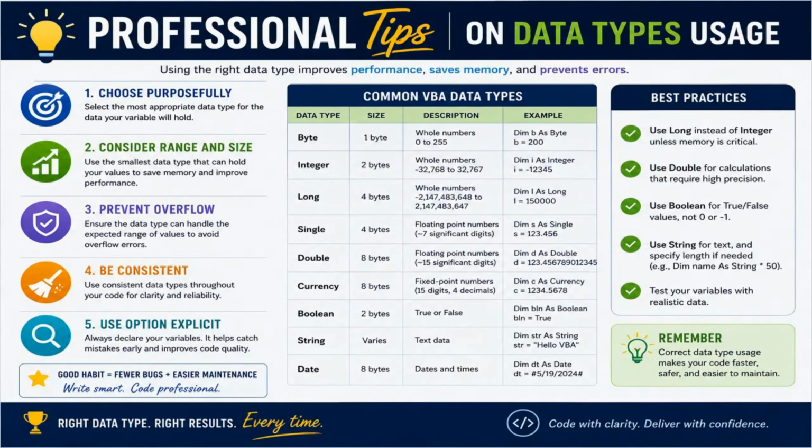One of the habits of professional developers is being intentional. Don't simply write Dim value. Instead, write Dim monthlySalary as Double. You are not helping VBA, you are helping yourself. Months later, you will immediately understand what your code is doing. Good data types and good variable names make code easier to read, maintain, and debug.